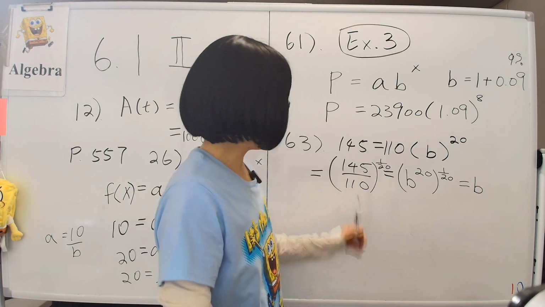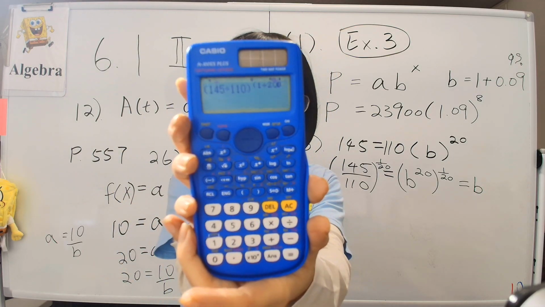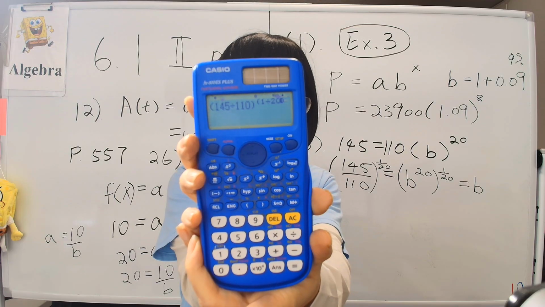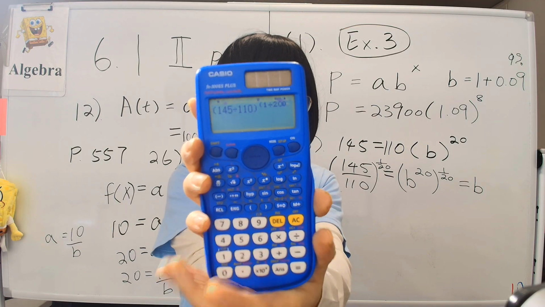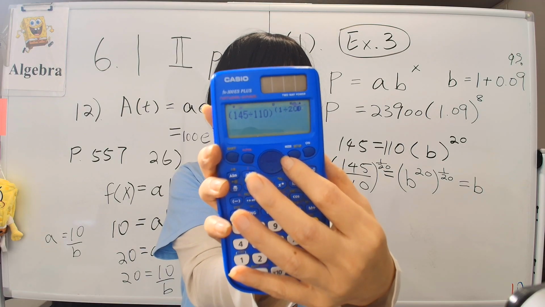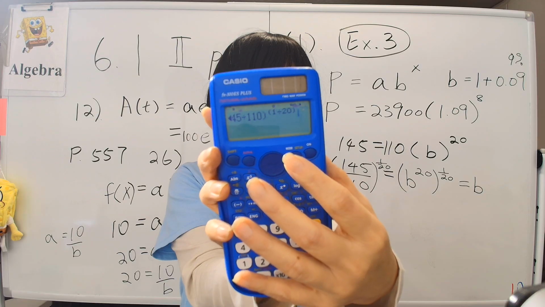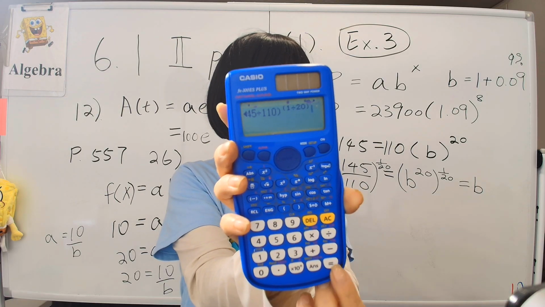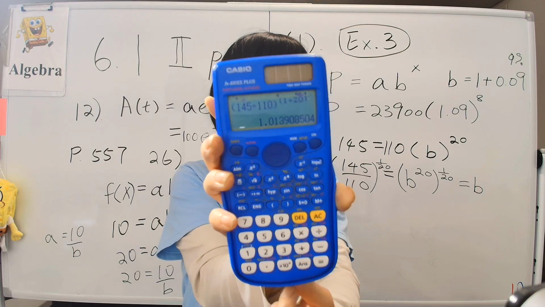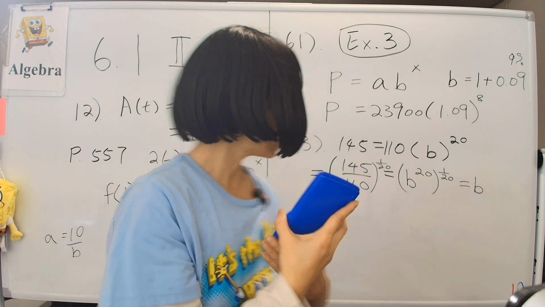So let's punch this in. I type this into my calculator. Don't forget the parentheses, very important. So we have 145 divided by 110, raised to the power 1 divided by 20. The 1 divided by 20 probably doesn't need parentheses in my calculator, but if you want to play it safe, you should add them anyway. Once that's done, that should give us a value of B that's 1 point something. Yep, the answer is 1.0139. Let's write that down.